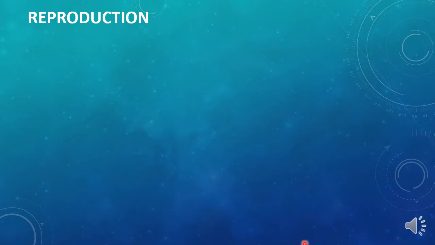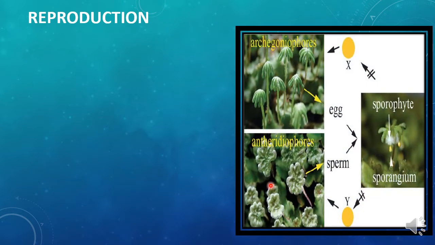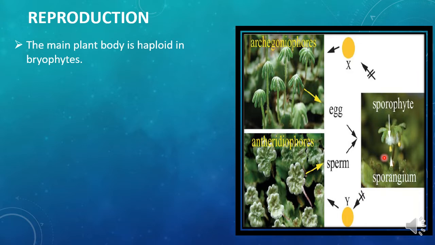Coming to the reproduction in bryophytes. The antheridiophore is the male sex organ and the archegoniophore is the female sex organ. The antheridiophore gives rise to the sperm, and the archegoniophore gives rise to the egg, which is the female gamete, and the sperm and egg fuse together to form the zygote, and the zygote undergoes mitosis and produces a sporangium, the sporophyte, and this sporophyte undergoes meiosis to form spores, and these spores germinate into a new plant. The main plant body is haploid in bryophytes. So the main plant body is gametophyte and it is haploid in nature.